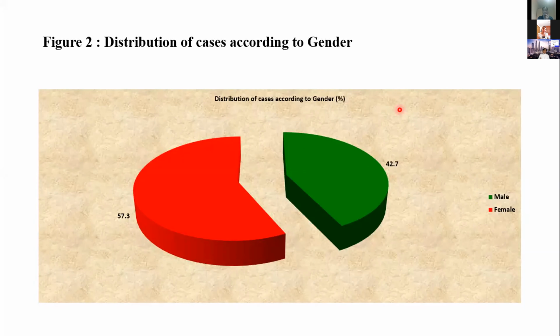Now, distribution of cases according to gender showed that female predisposition was seen more in my study, with around 57% female patients affected with tuberculous lymphadenitis, as compared to around 42% male patients. The reason for females outnumbering males could be a difference in the number of patients included in the study and the geographical distribution.